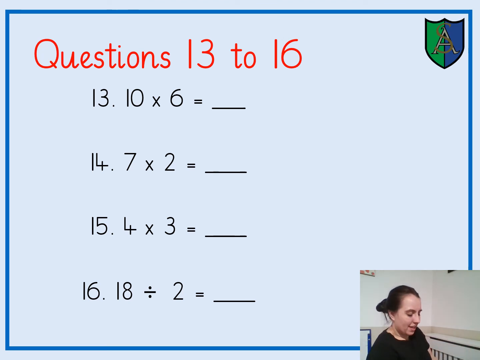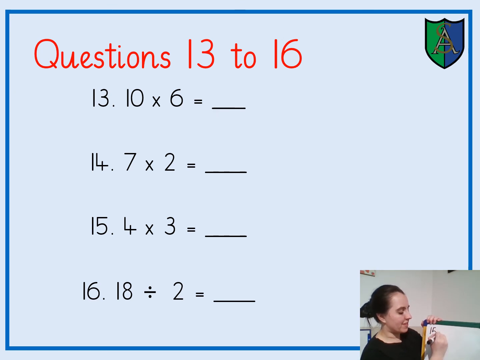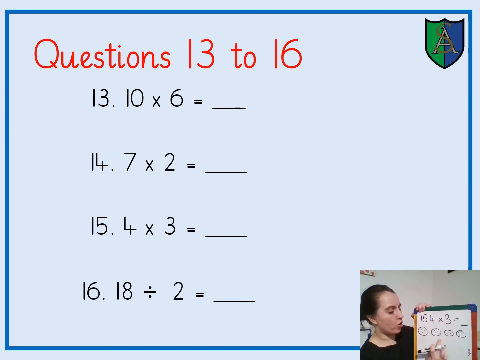Brilliant. Okay, now let's look at question number 15. So question number 15 is 4 groups of, or multiplied by, 3. Okay, so 4 times by 3. So the way that I'm going to do this is I'm going to draw 4 groups with 3 in each. 1, 2, 3, 4, 5, 6, 7, 8, 9, 10, 11, 12. Okay, so I've got 4 groups with 3 in each, which is equal to 12. So if you got that correct, you can give yourselves a tick.